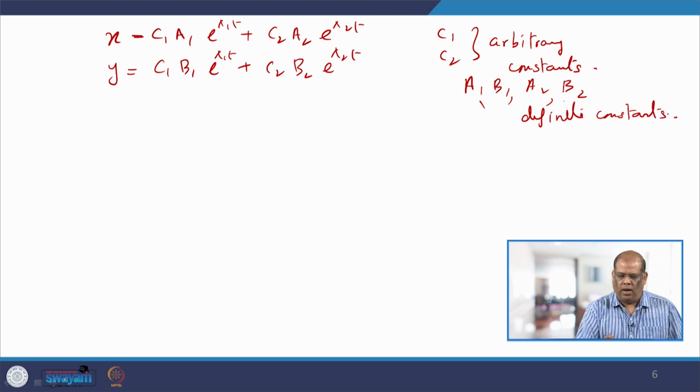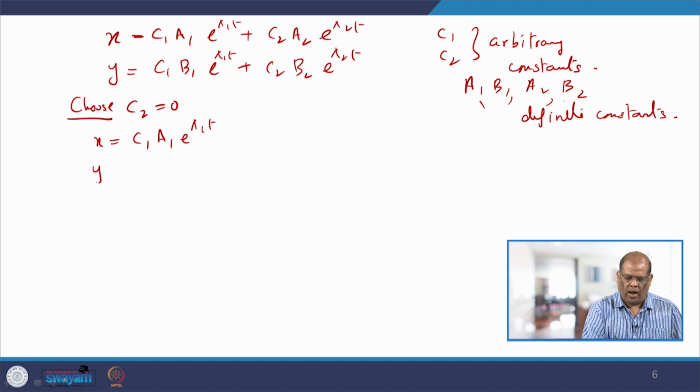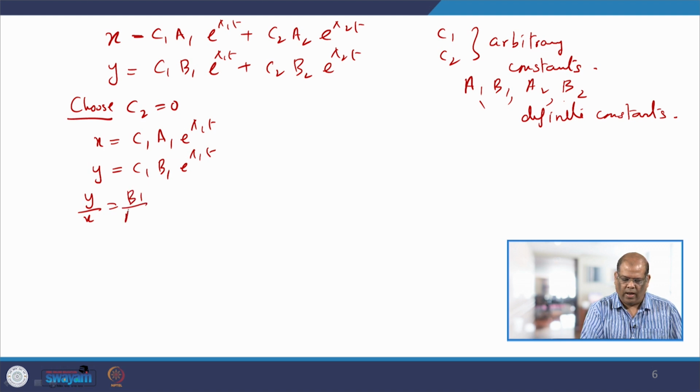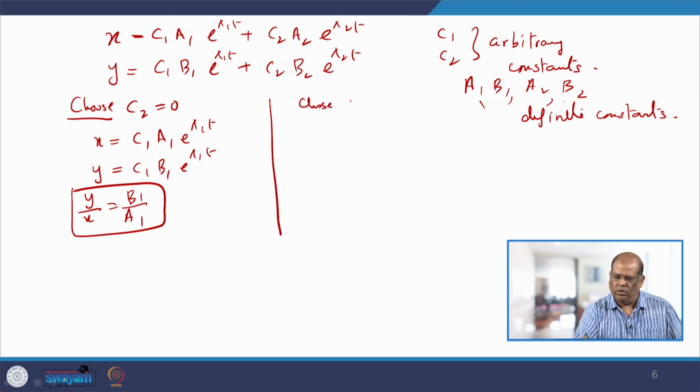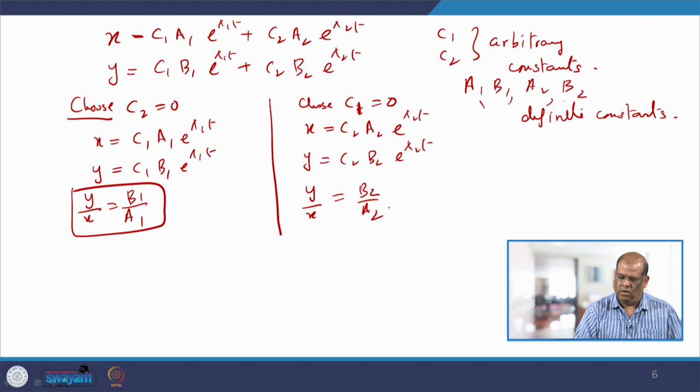Now, let us choose c2 equal to 0. So, if you choose c2 equal to 0, you get x equal to c1 a1 e to the power lambda 1 t, y equal to c1 b1 e to the power lambda 1 t, and if I divide, I can get y by x equal to b1 by a1. Your e to the power lambda 1 t will cancel. This is one set. Again, if I choose c1 equal to 0, I will get x equal to c2 a2 e to the power lambda 2 t and y equal to c2 b2 e to the power lambda 2 t. Then again y by x equal to b2 by a2. This is my another set.